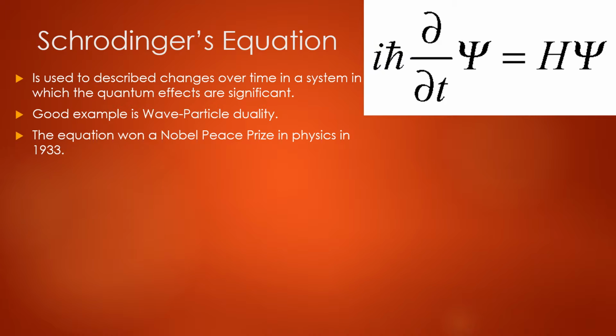This equation is basically used to describe changes over time in a system in which quantum effects are very significant. Prime example is wave-particle duality. This equation was developed in the 1920s by Schrodinger, but it did not win him a Nobel Prize until 1933.